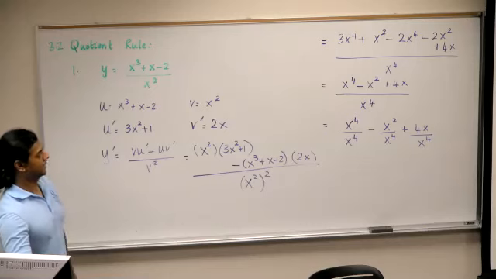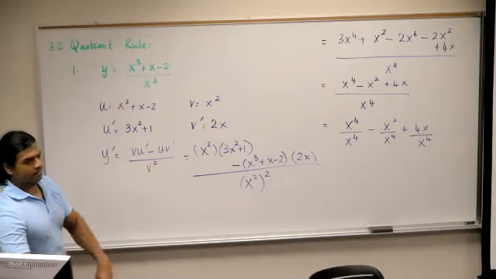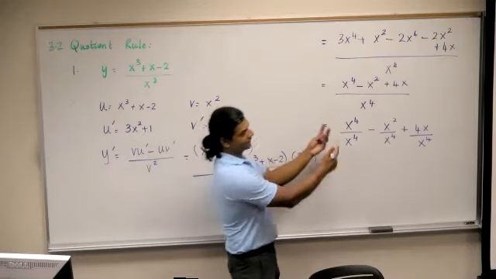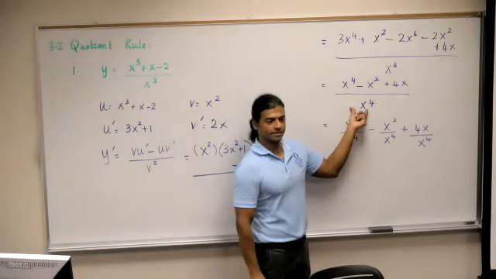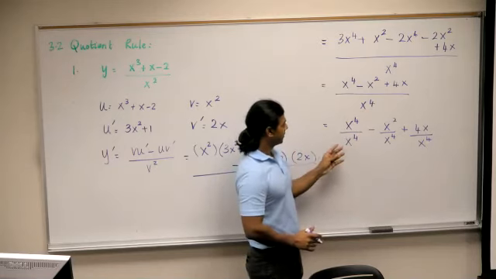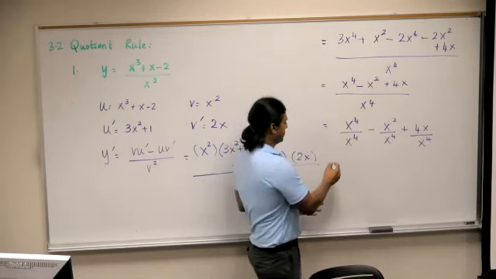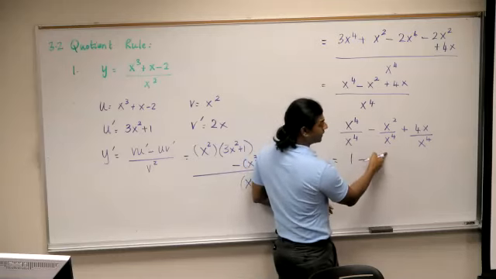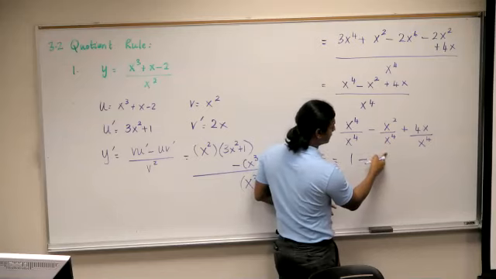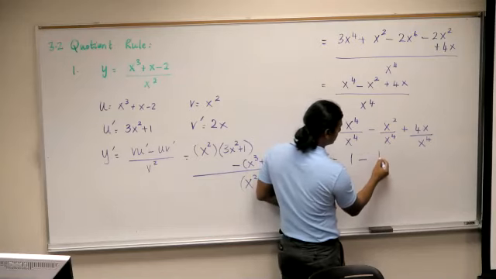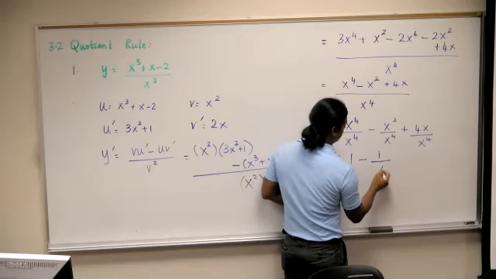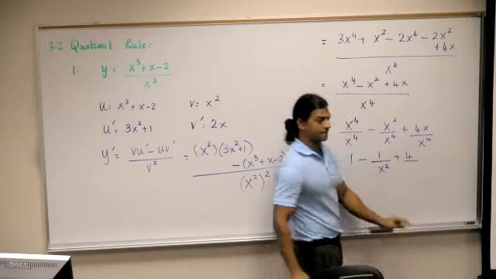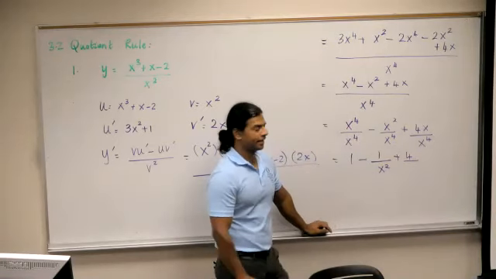It's okay. Well, I can simplify this, right? Since I have a common denominator, I just split it up. So x raised to 4 divided by x raised to 4 is 1. x squared over x raised to 4 is 1 over x squared, and the last term, 4 divided by x cubed.